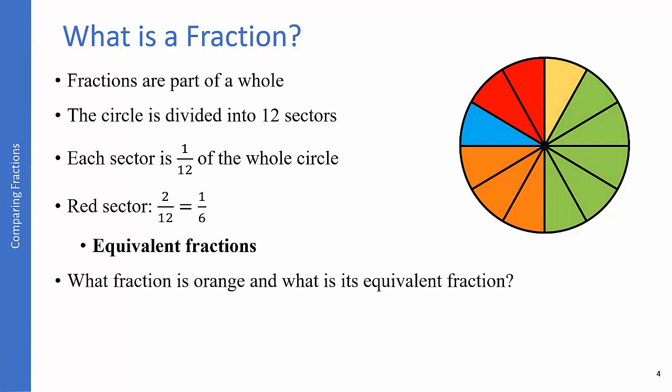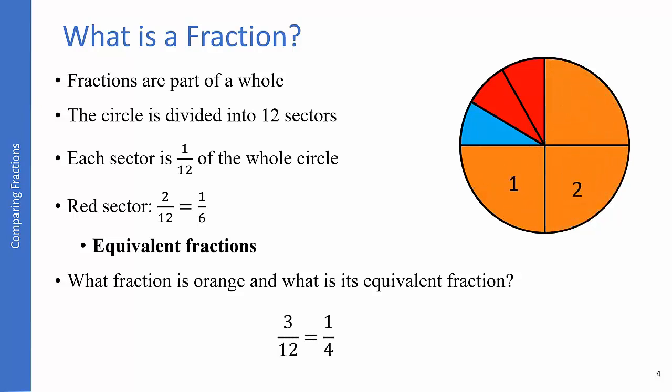What fraction is orange and what is its equivalent fraction? There are 3 orange sectors, so that represents 3/12. When we combine them into one bigger sector, we can see that we need 4 of those to fill the circle, so they represent 1/4. The number on the top of the fraction is called the numerator, and the number at the bottom of the fraction is called the denominator.